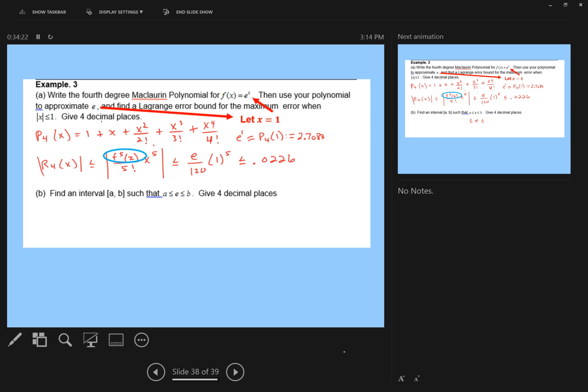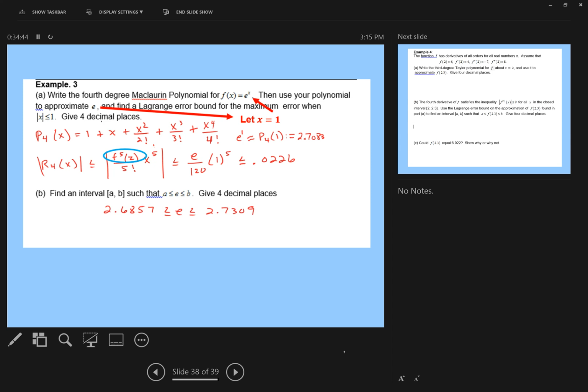And then what does it say to do? Find an interval such that e is between a and b. Well, we know my error is less than or equal to 0.0226. My polynomial estimate was 2.7083. So aren't I going to do a minus and then a plus? Right? I didn't write the minus and plus on mine. I just went to the final answer.